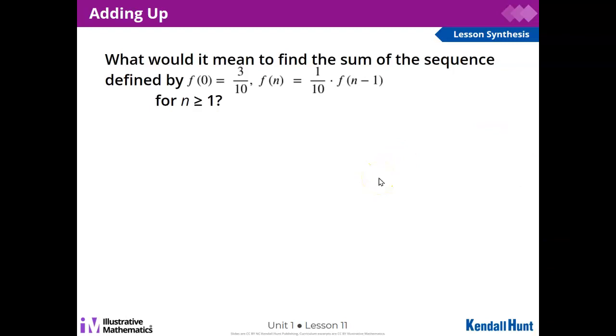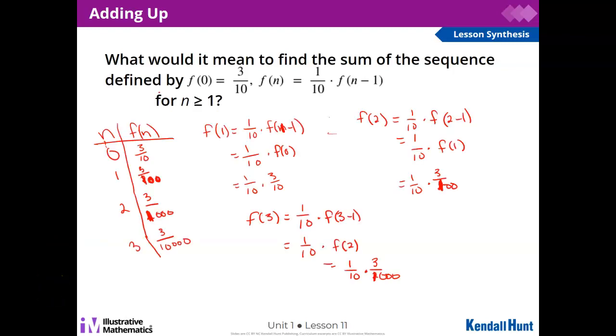Okay, so what I want you to do, this I don't believe is in your packet. It is not. So maybe on a separate piece of paper, I would like you to tell me what it would mean to find the sum of a sequence, where f of 0 is equal to 3/10, but f of n is equal to 1/10 times f of n minus 1 for every n greater than or equal to 1. So go ahead and hit pause, and do this on your desk or on a blank piece of paper or the back of your packet, whatever. Write this out and go ahead and do it.